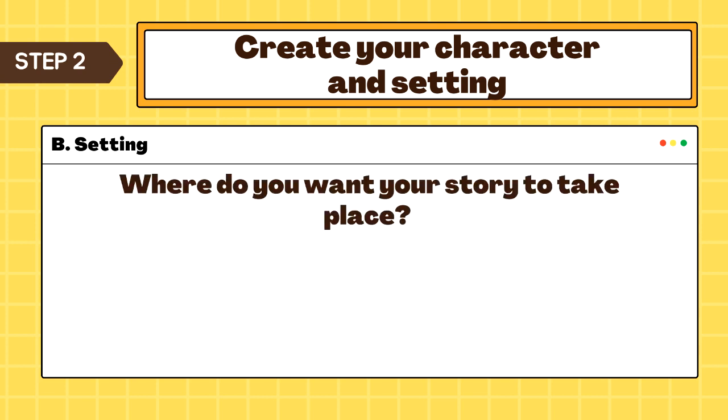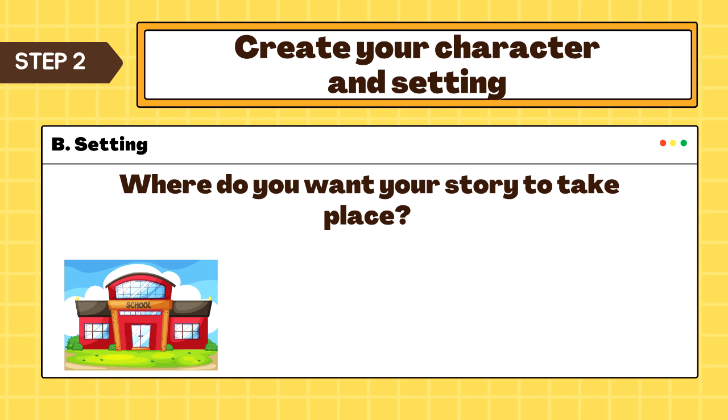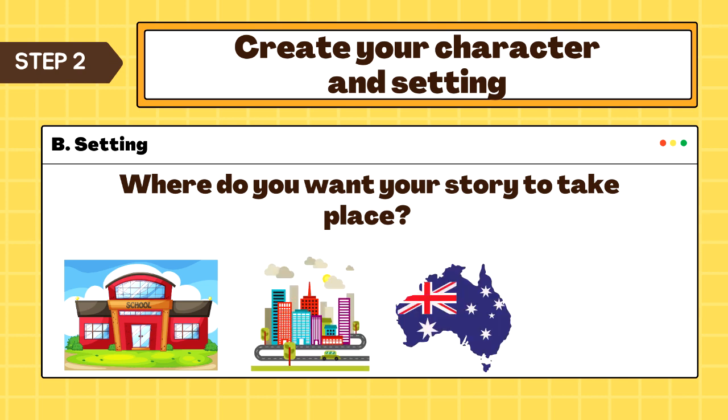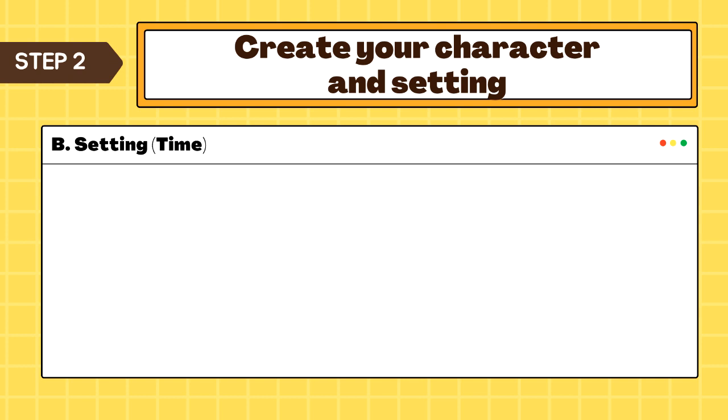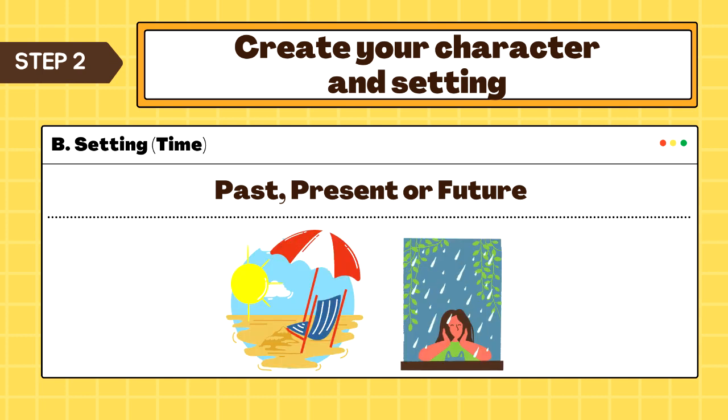Setting. Where do you want your story to take place? It can be a school, a city, a different country, or even another planet. As for the time when the story happens, it can be in the past, the present, or in the future. It can be set one summer's day or one rainy afternoon. Choosing the right setting will help you create the mood of the story that you want to achieve.